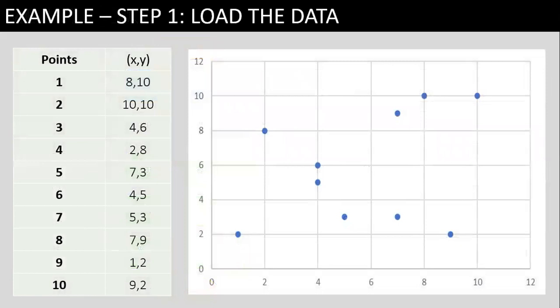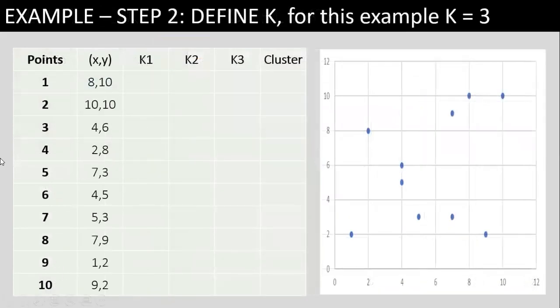As an example, we have here data containing 10 observations, which we have plotted on the XY graph on the right side. Step two is to define the k, or the number of clusters. For this example, I've used k equals 3. Again, we could use different values of k. It just has to be less than 10 because it cannot be more than the number of observations.